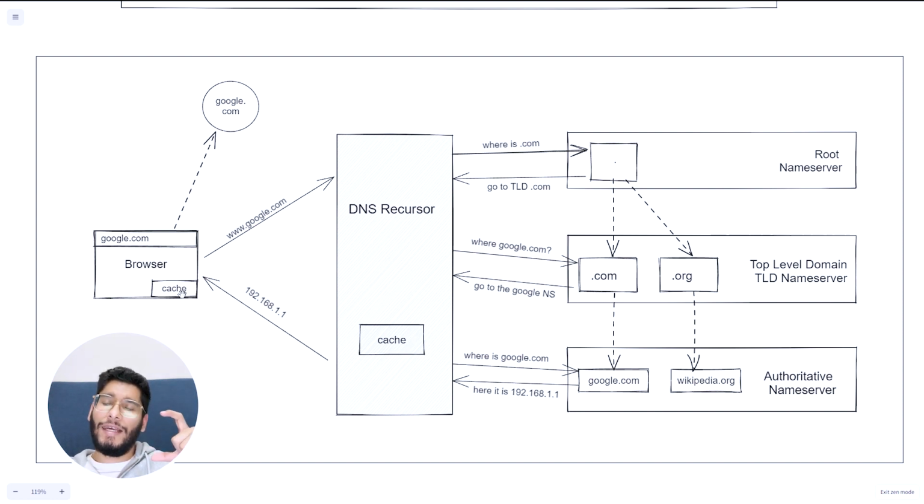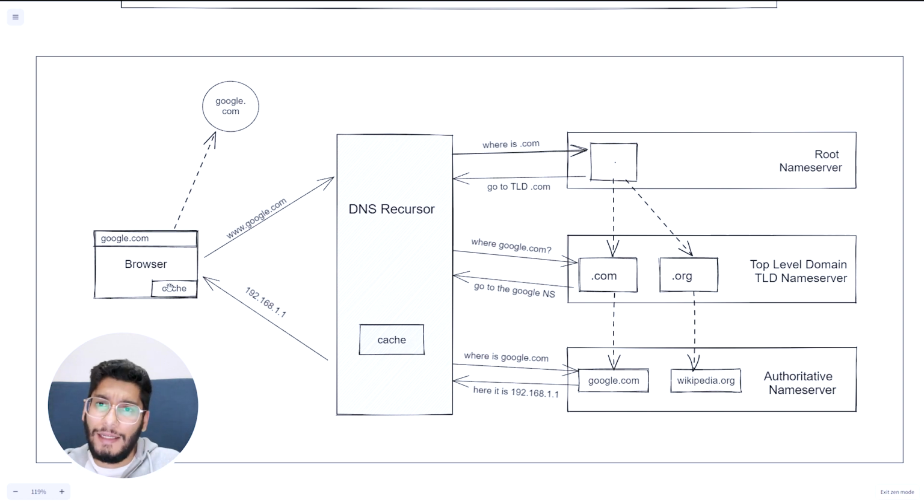So the second level cache is your OS, either Mac or Linux or Windows. The OS itself has its own cache for the DNS. So the browser sends the next request to the OS: hey, do you have any cache for google.com? If the OS says yeah, then again it is resolved there. But if not, then the next request goes to the DNS recursor.